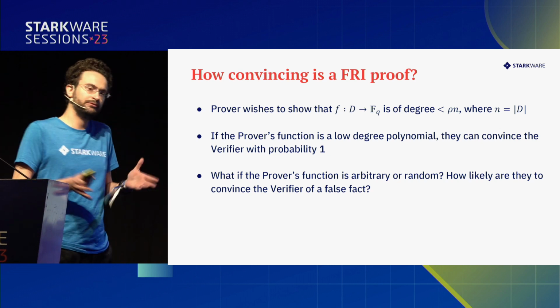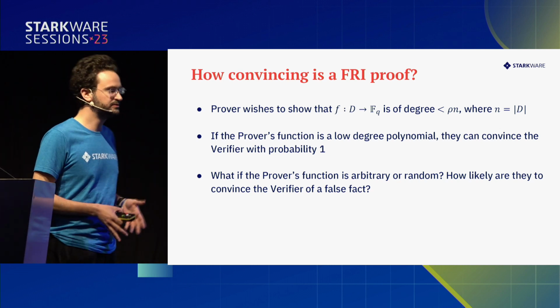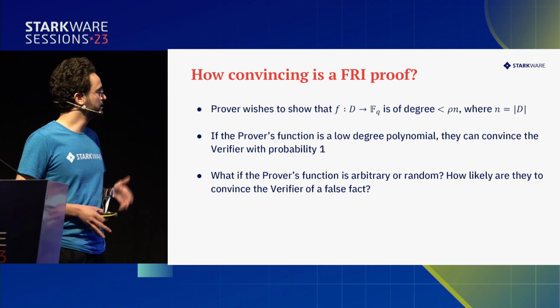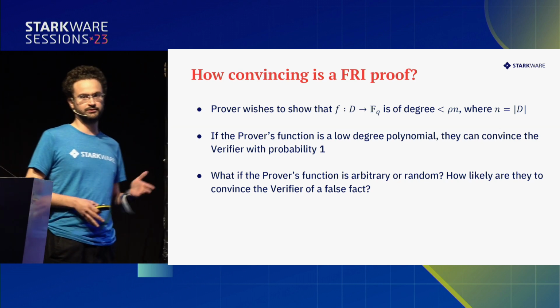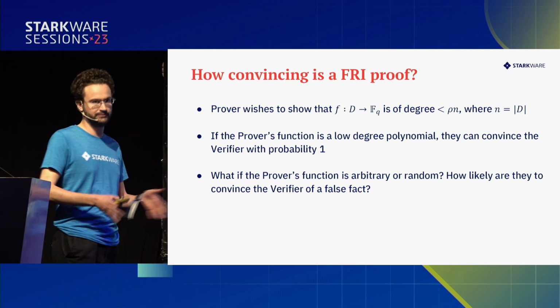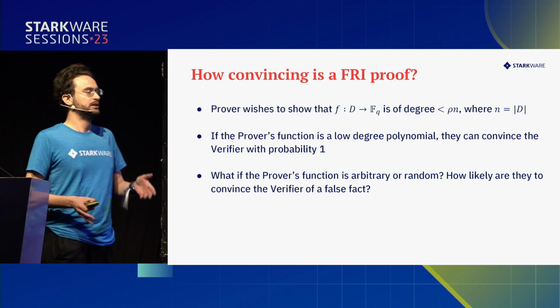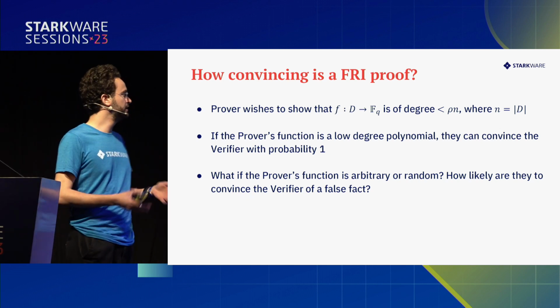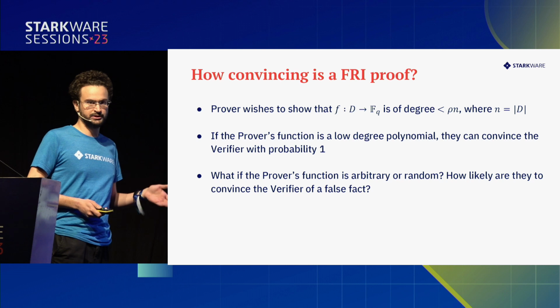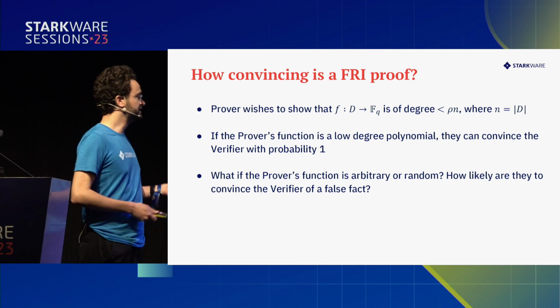The question is, how convincing is a FRI proof? What is the soundness? We know that if we have evaluations of a polynomial of degree less than rho n, then the prover can definitely convince the verifier that this is what they have when they do a FRI proof. But if the function is not such a polynomial, if it's arbitrary or random, then how likely are they to convince the verifier of this false statement?